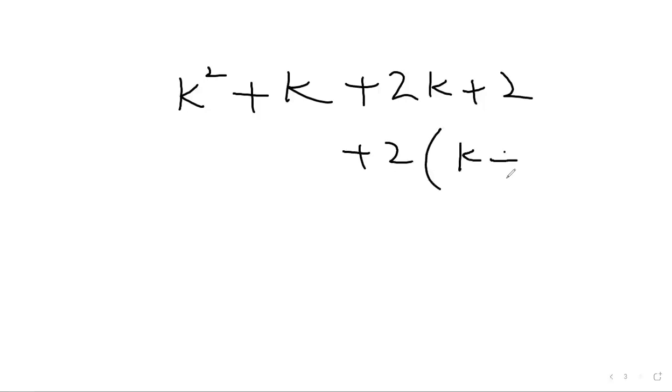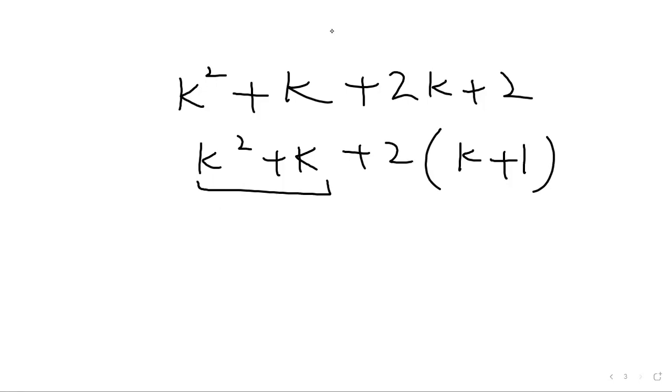Now, 2k plus 2. Can 2 be common? Yes, 2 can be common: 2 times k plus 1. And we will just copy it down, because it is already proved that it is divisible by 2. We need to prove for n is equal to k plus 1.